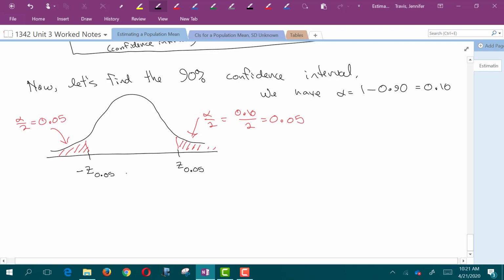Okay, and so the area in between these is going to be how much? The area in between these is going to be 0.9. Whole thing's got to be 1. So if we've got 5% in each end, then that leaves us 10% in the ends, and so 90% to be in the whole middle.